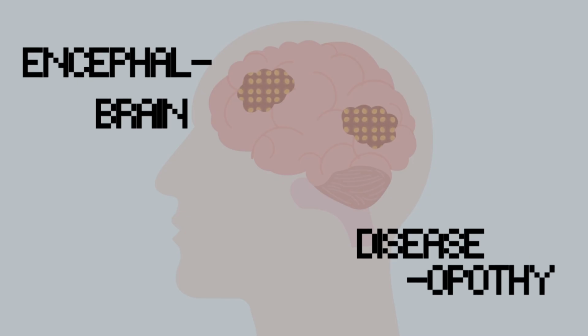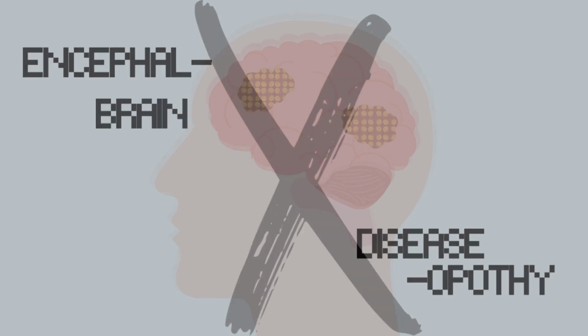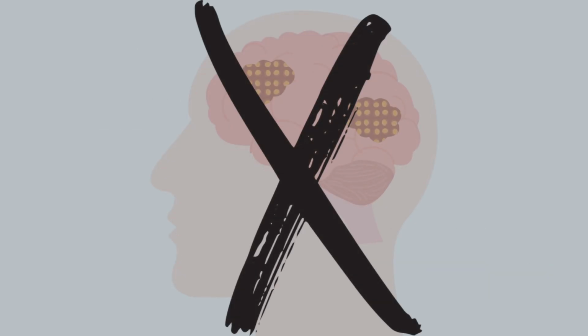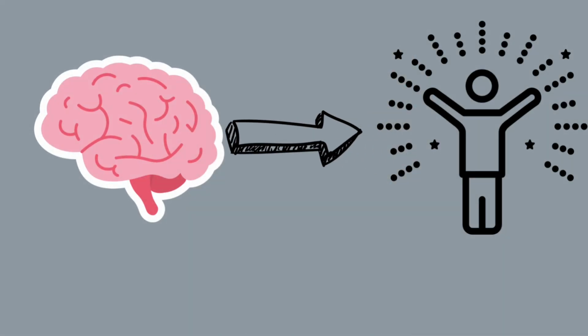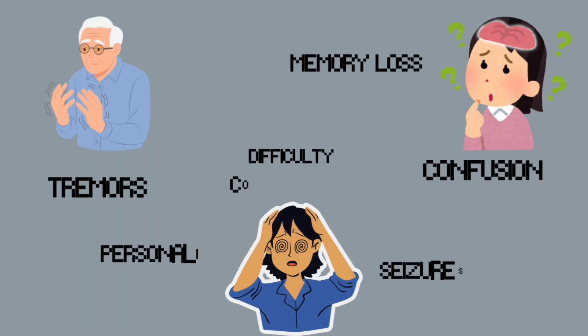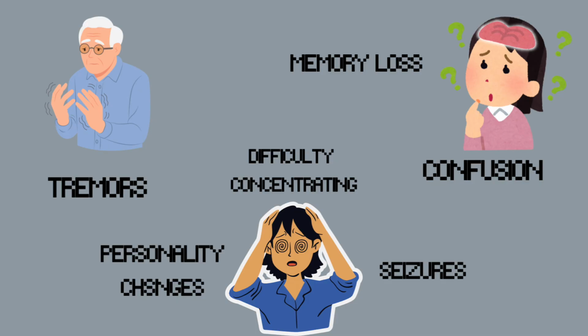The word encephalopathy literally breaks down to mean brain disease. But it's not just about the brain. It's about how the brain's dysfunction affects everything else. People with encephalopathy may experience confusion, memory loss, difficulty concentrating, tremors, changes in personality, or even seizures. These symptoms can be sudden or gradual, and they vary depending on the underlying cause.